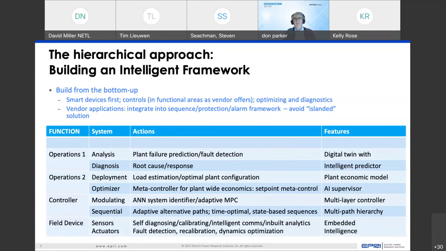And then up at the operations levels, you've got deployment of the plant, so a load estimation with optimal plant configuration. So that's a plant economic model, and then a supervision, perhaps a meta controller that is deciding what set points, in other words, what loads to be operating the plant at, what temperature you should operate the plant at. If the plant is stable for quite a long time, perhaps we can tweak up the steam temperature set point. If we've got a context sensitive optimizer, we can actually do more around optimizing the plant than fixed set points. And then at the top operations level, we've got analysis and diagnosis. Once again, root cause analysis with intelligent analytics and prediction and digital twins. So there are some areas where we could apply AI, but within a framework that integrates with current practice and the hierarchy of functions.